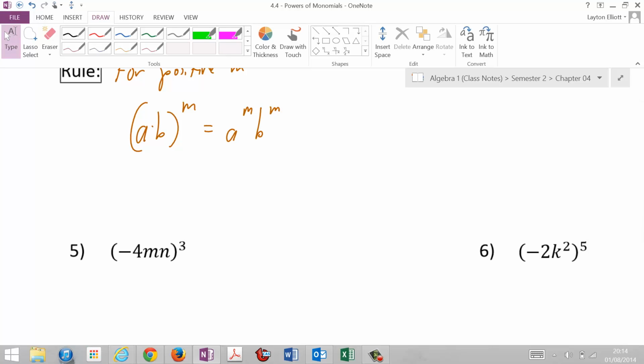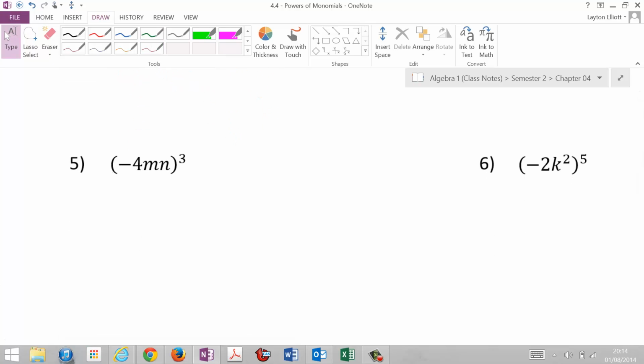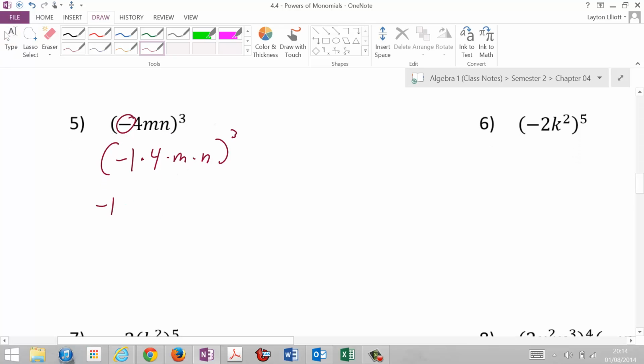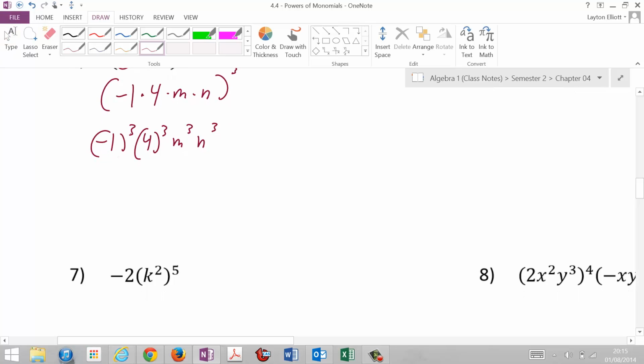But for number 5, I'm going to show you a very specific way I want you guys to worry about this one. In some ways we're going to look at this negative and call that another base. I'm really going to rewrite the problem as negative 1 times 4 times m times n to the third power. And then I'm going to carry that 3 to each of the different bases because these are all part of the base. And they all have an exponent of 3. And then I'm going to simplify the different parts. Negative 1 to the third is negative. 4 to the third is 64. M to the third, n to the third. And that's a simplified solution.